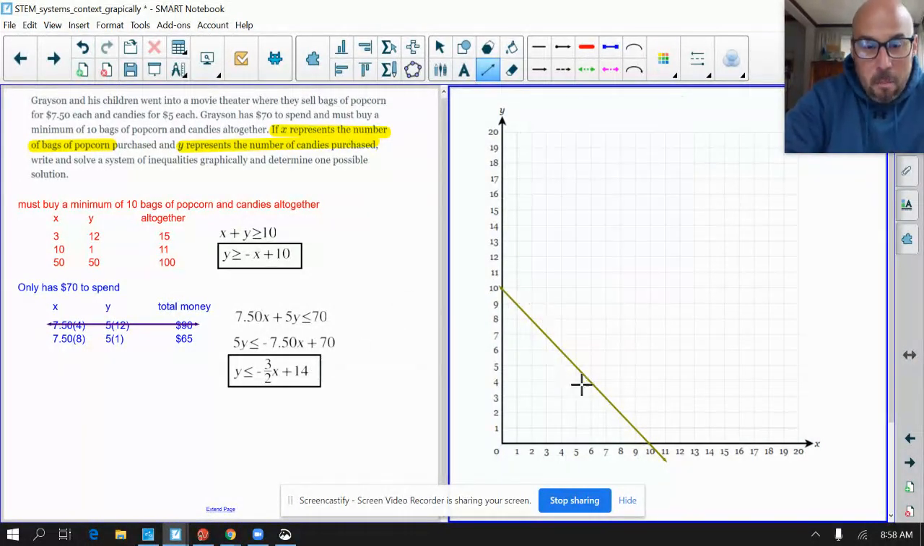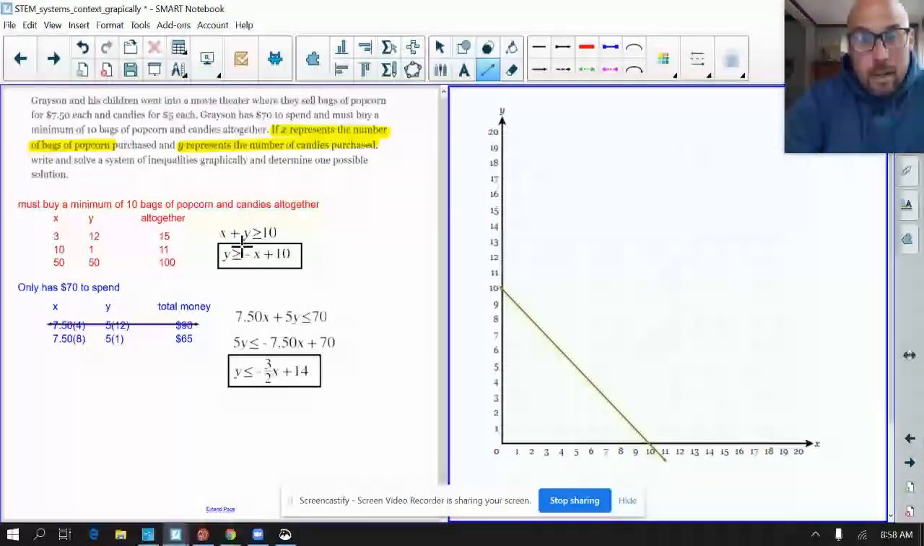First of all, this is the amount. So any ordered pair exactly on this line, Mr. Grayson will have 10 items exactly. Anything above this line, he will have more than 10 items. And that's what he wants. He wants at least 10 items.